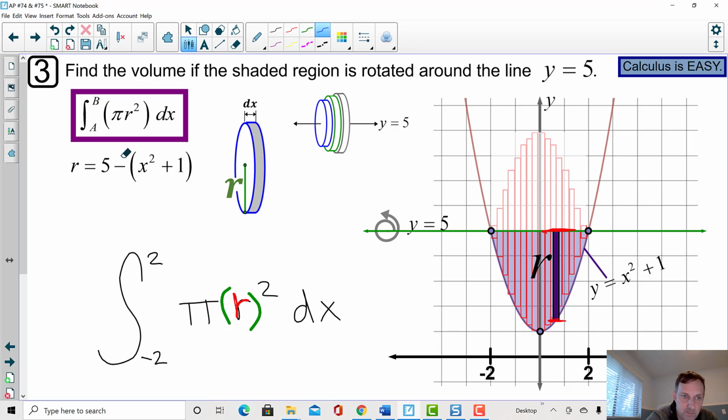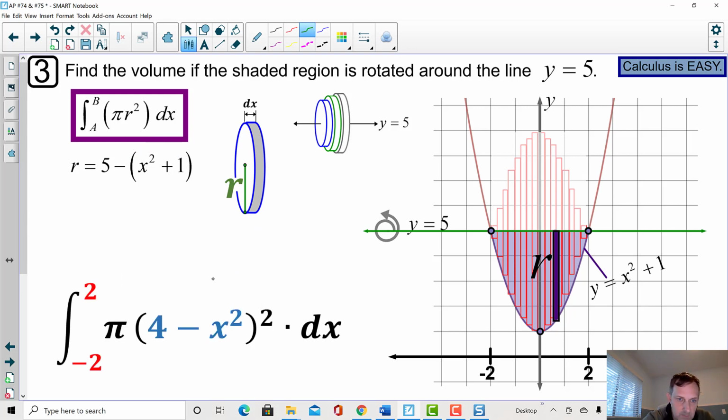Now I want you to notice that the minus actually goes on both pieces. So really I have 5 minus x squared and then minus 1. So you can combine the 5 and the minus 1. And that'll just give you 4. So our radius is going to be 4 minus x squared. So let's go ahead and plug that in for the r. Okay, and just as a reminder, that's the r. It's 4 minus x squared.